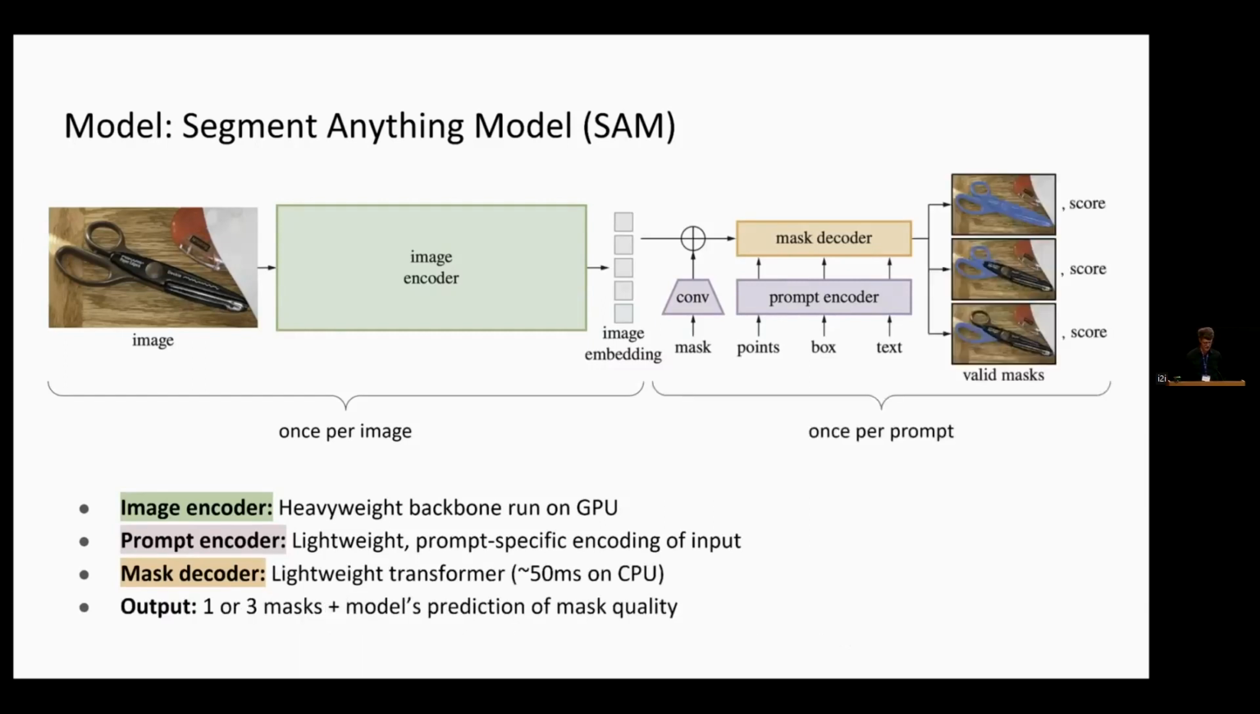The final thing I need to mention is what actually comes out of the model. It outputs 1 or 3 masks, and I'll talk on the next slide about what that means, as well as a prediction of the quality of that particular mask.